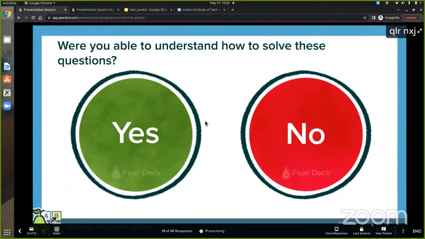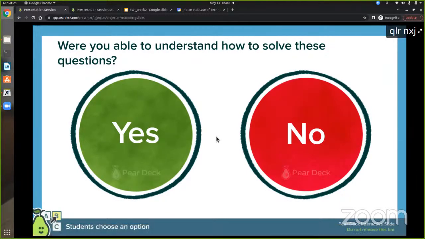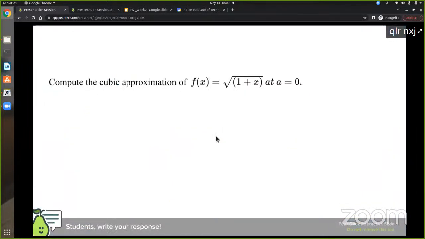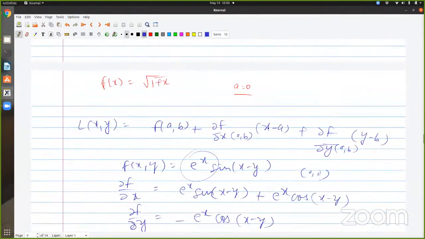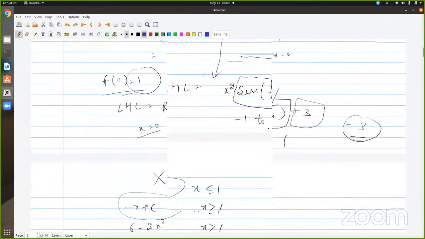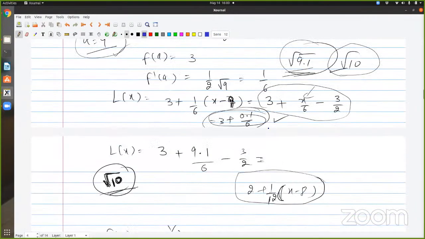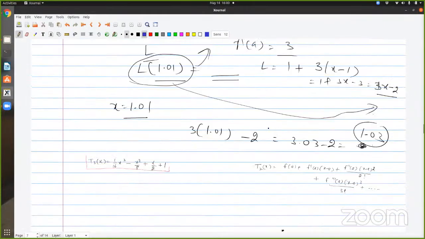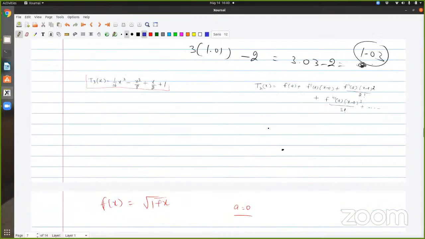Ma'am, I have a question on the higher order linear approximation of the square root of 1 plus x. Will you please explain the answer to the question? This one? Yes, ma'am. We did it, right? The cube root of 1 plus x, the cubic approximation. Yeah, this one. Okay, yes, we did it.